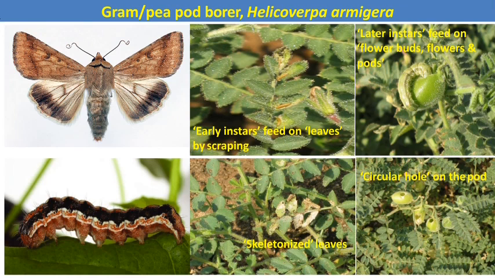The first pest is the gram pod borer, also called the pea pod borer. The species is Helicoverpa armigera. It is a lepidopteran pest. The damaging stage is the caterpillar.